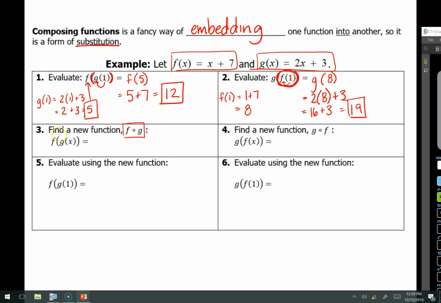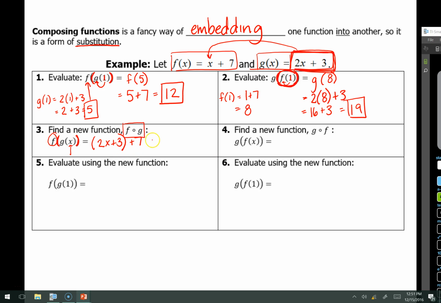Okay, so now let's look at finding a new function. If we wanted to find the new function f composed with g, that means we're going to take all of g of x, notice there's not a number on this inside embedding, we're going to take all of g of x and we're going to stick it in wherever there are x's in the function f. So I'm going to take all of g of x, this 2x plus 3, and I'm going to plug it in to f of x where the x is. So instead of writing an x there, I'm going to write 2x plus 3, and then I'm going to put that plus 7 on the end. So this quantity is my new x instead of this x, and then I've got 7.